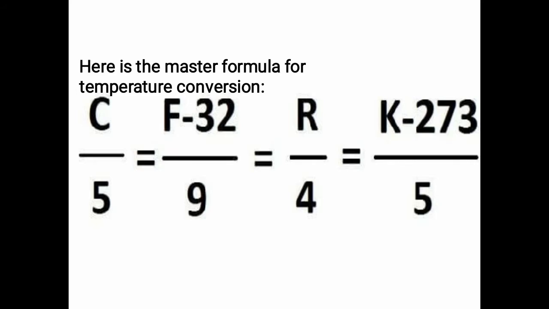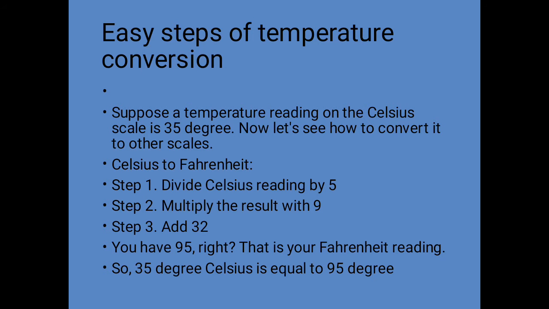Temperature conversion. Here is the master formula for temperature conversion. C, or Celsius, over 5 is equal to F, or Fahrenheit, minus 32 over 9, is equal to R, or Reaumur, over 4, is equal to K, or Kelvin, minus 273 over 5. These are the easy steps of temperature conversion. Suppose a temperature reading on the Celsius scale is 35 degrees. Now, let's see how to convert it to other scales.